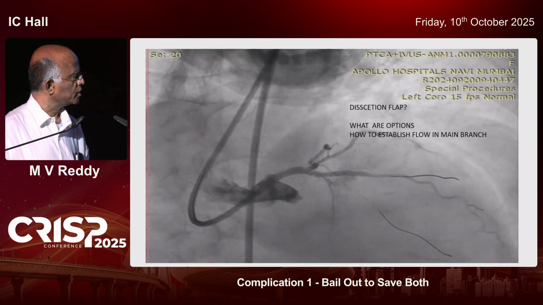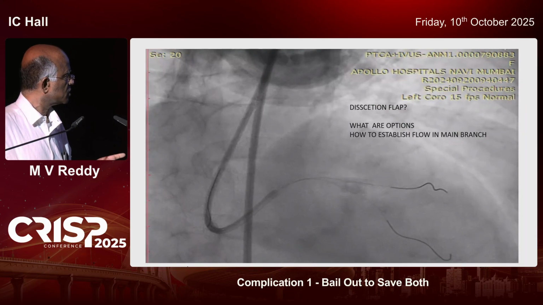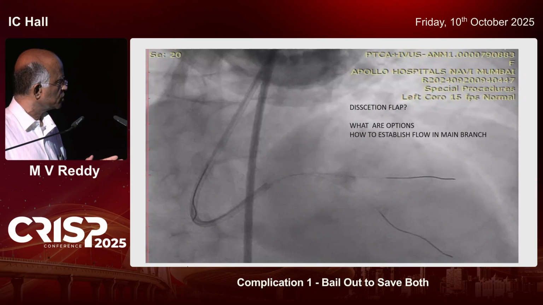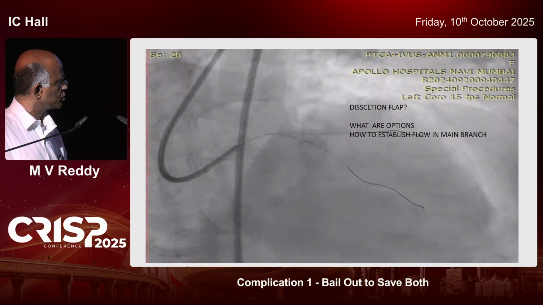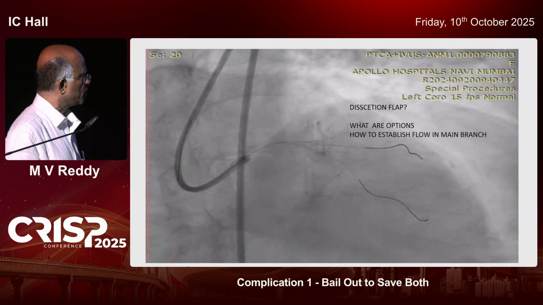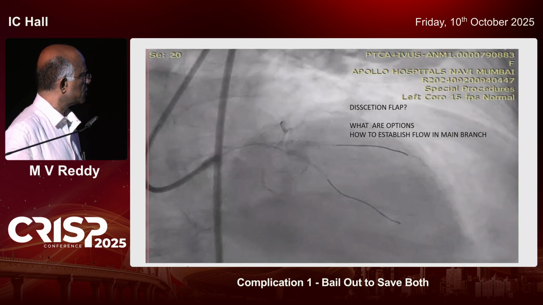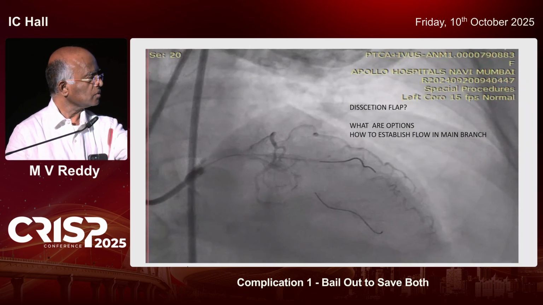I had heard there is a jailed wire technique in the side branch. If the wire is there and the side branch is closed, you throw the wire under the struts, take your balloon, and rescue the branch. Then it came to my mind, why don't we rescue the same way for the main branch? So why didn't you just try a new wire, cross the struts, and dilate?